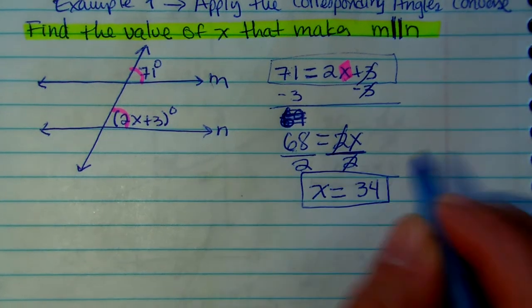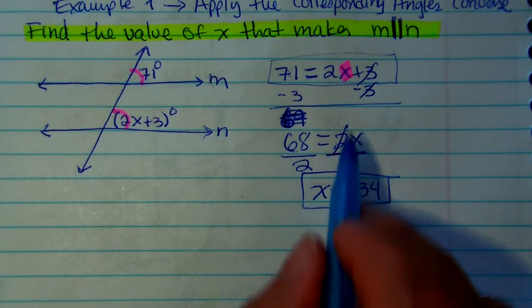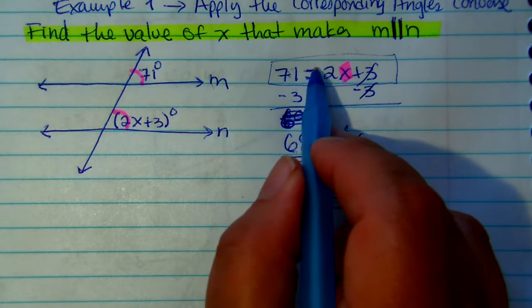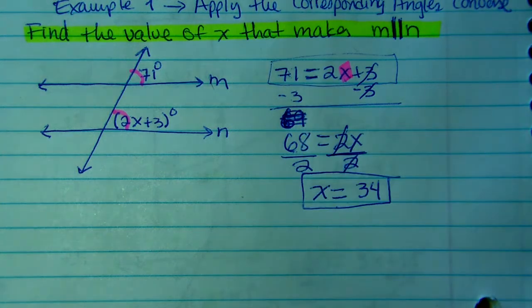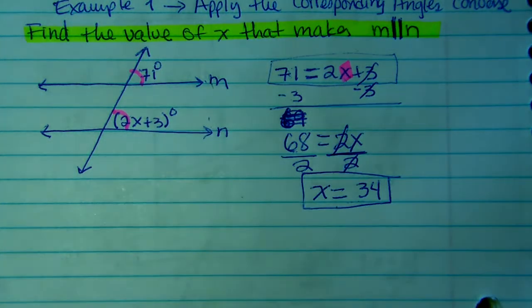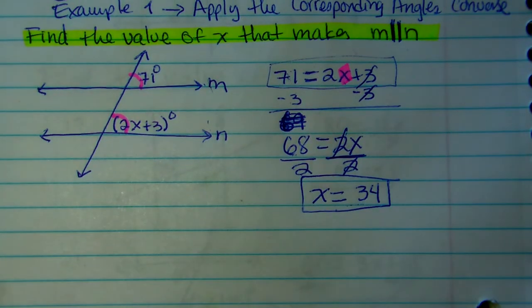34. So if the x here is 34, this will make the equation true. So if the x is 34, then these two lines are parallel, okay? And that is our answer.